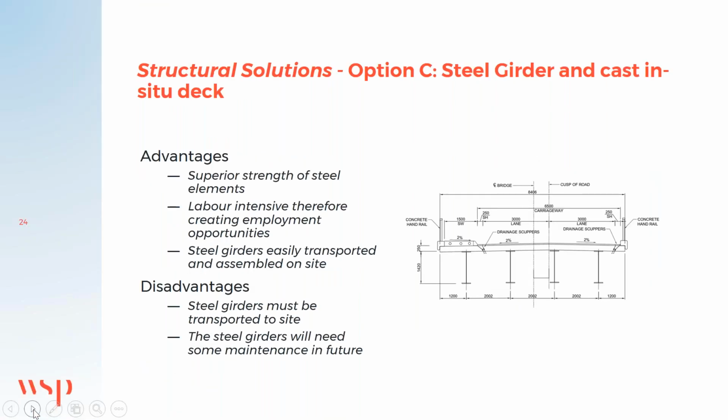The third option that was investigated was a steel girder and cast in situ deck. This option is quite advantageous because it's a combination. It brings in both concrete and steel, thus giving us very great strength. It's also a labor-intensive method, thus creating local employment opportunities for the locals. The steel girders can be easily transported and assembled on site.